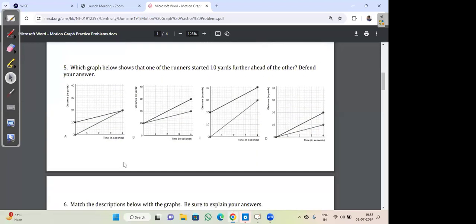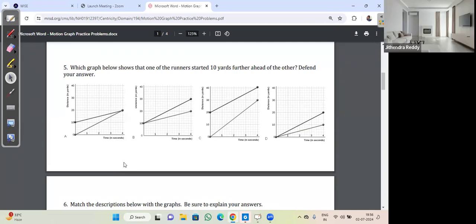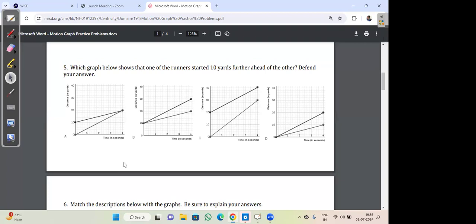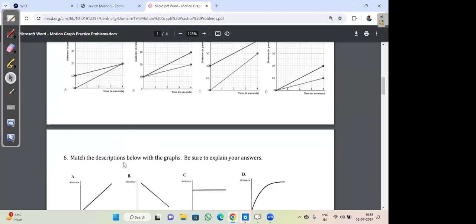For question 5, which graph below shows that one of the runners started 10 yards further ahead of the other? It says that one of them started 10 yards before. So it is A. At the starting point only, one of the graphs is ahead of the other by 10 units in distance. Yes, sir. So it is graph A.